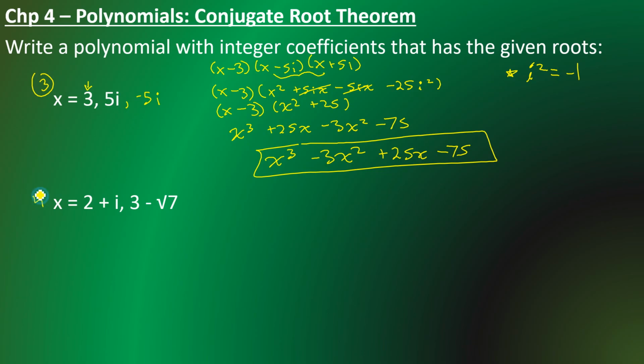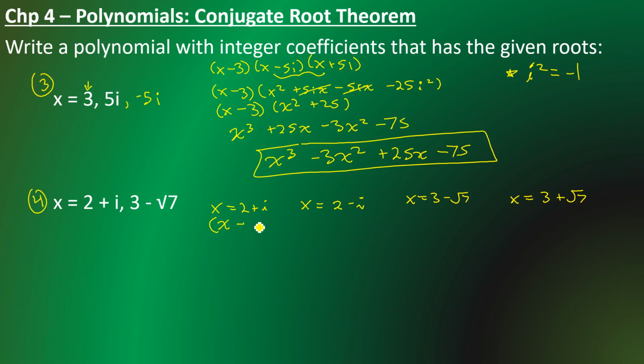For example 4, I'm not going to multiply it out. I don't think it's really beneficial, it takes a long time, and you really just need to practice it yourself. But let's at least get it set up. So I have two things here. This one has a root 7. This one has an i. So I have x equals 2 plus i, which means I also have, due to the conjugate root theorem, 2 minus i. And then right here, I have x equals 3 minus root 7, which means I also have 3 plus root 7.